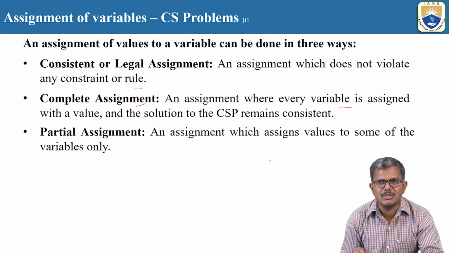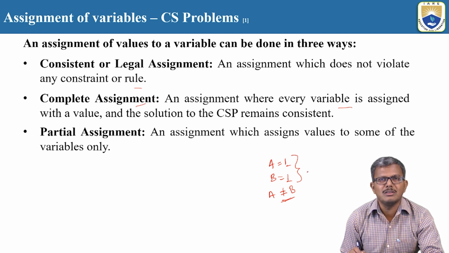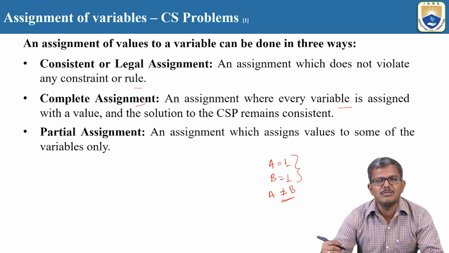I will take one simple example here. Suppose a equals 1 and b equals 1. If there is a constraint saying that a is not equal to b, then I am not supposed to take it like this, because the assignment of 1 to a and 1 to b does not satisfy this constraint. So the assignment of 1 to a and b is not allowable. This kind of assignment should not happen. Whether you are working with a consistent assignment, a complete assignment, or a partial assignment, it does not matter; you are supposed to satisfy the constraints.